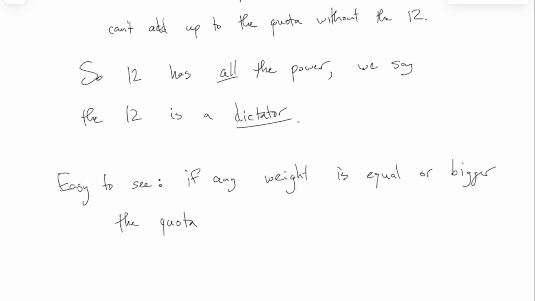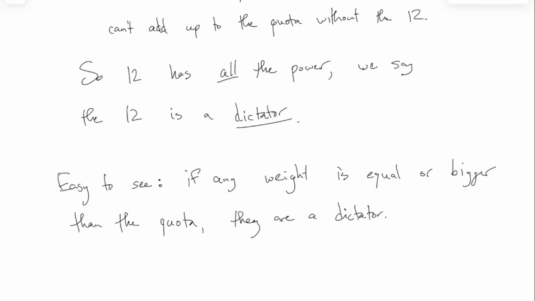That means that person is a dictator, if you can make it to the quota all by themselves. So if any weight is equal or bigger than the quota, then they are a dictator. This is the simplest one to see, just by looking at the numbers. You can immediately say by looking at the numbers.